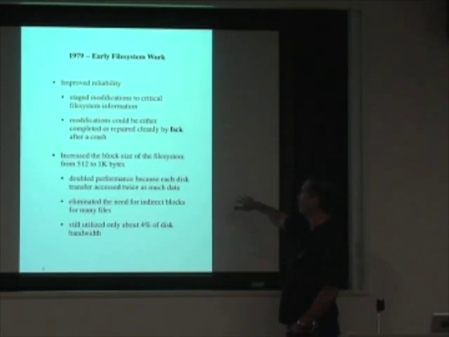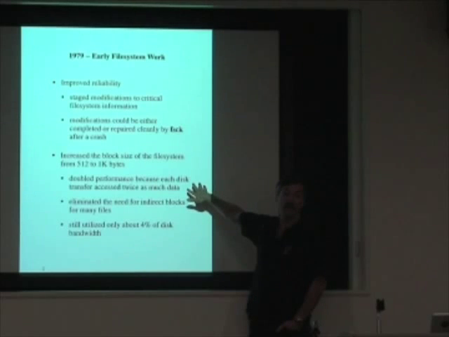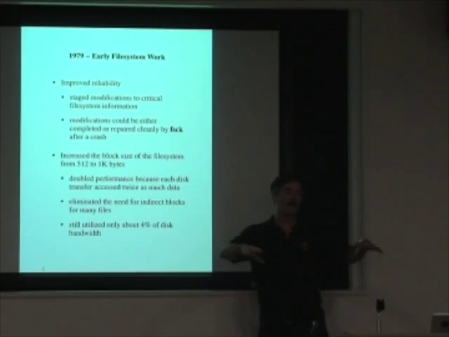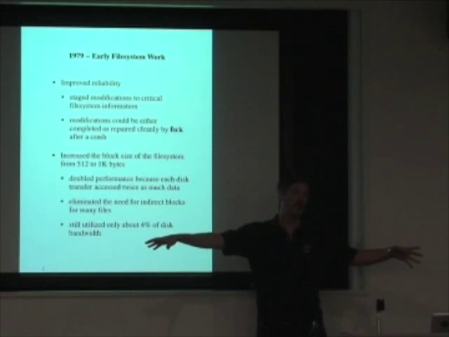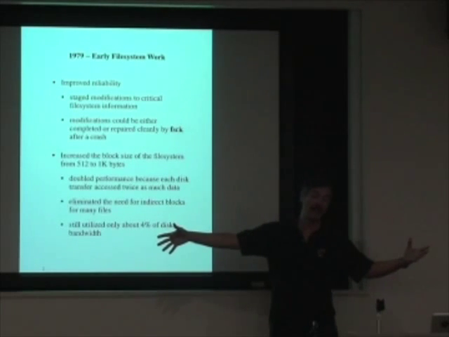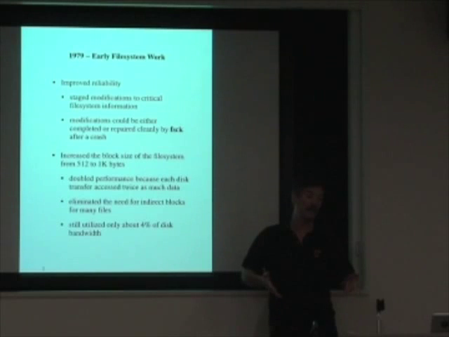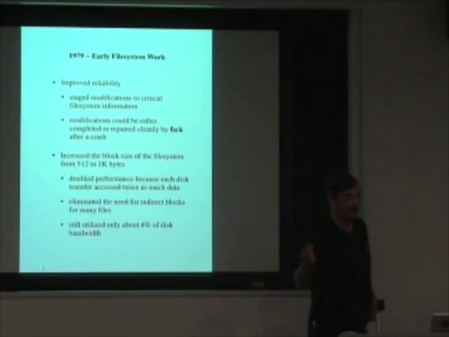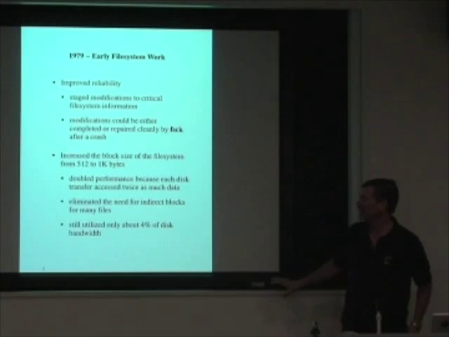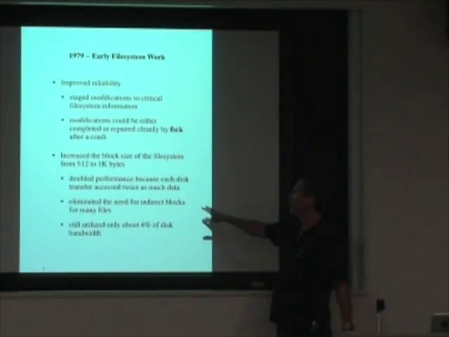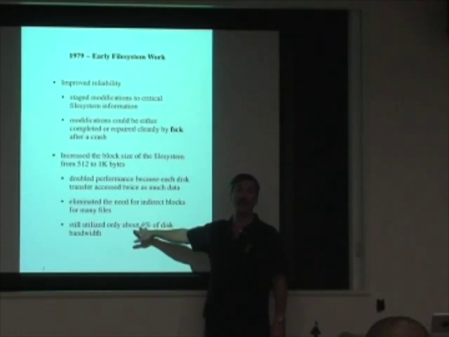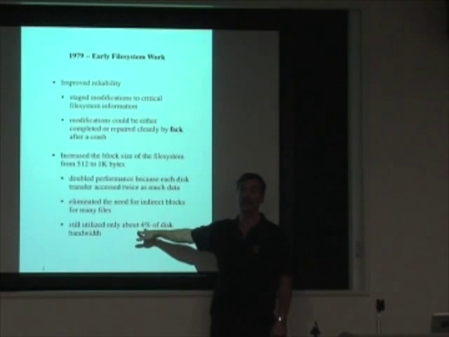And this nearly doubled the performance of the file system because the dominating cost was the long seeks between the blocks, which were horribly laid out. If you cut the number of seeks in half, that doubled the performance. But this told us that seeking was important and gave us input that let us believe that if we could lay the blocks out better, we would be able to get better performance. Because even with this change, we were only utilizing about 4% of the bandwidth of the disk.